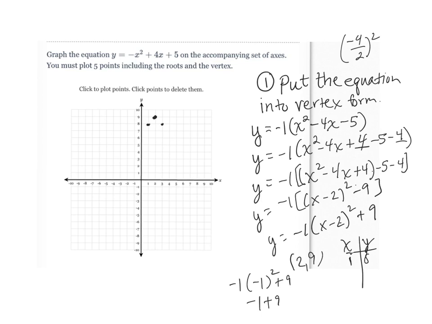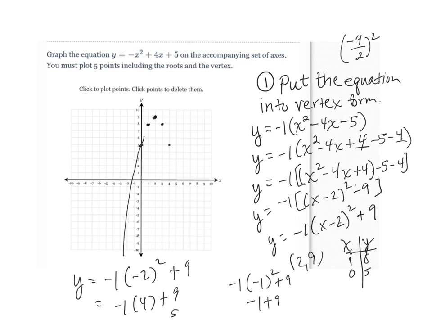Okay, so let's plug in 0. So y is going to equal negative 1 times negative 2 squared plus 9. That's going to be 5. So when x is 0, y is 5, and we're going to have the same thing going on over here. So that gives us our 5 points, and we can sketch it.